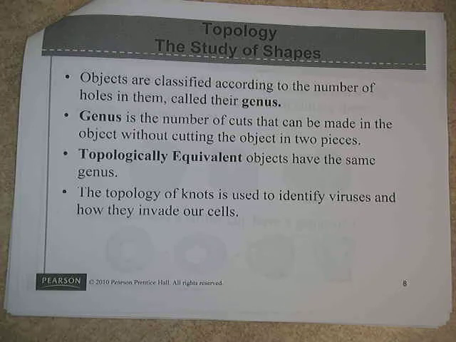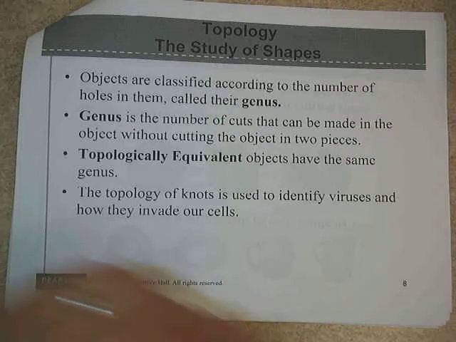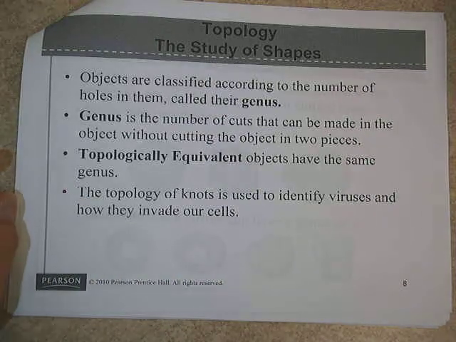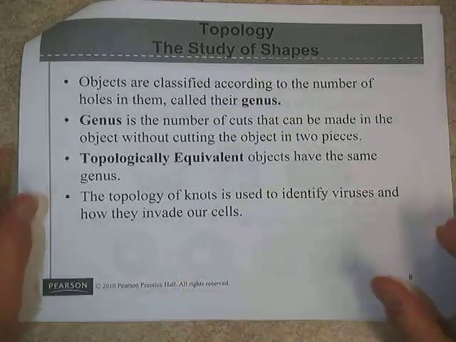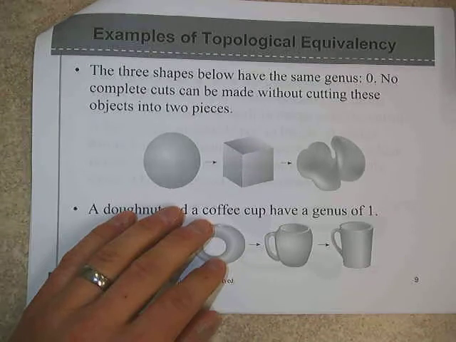All right, so objects are classified according to the number of holes in them. That's called their genus. Genus is the number of cuts that can be made in the object without cutting the object into 2 pieces. And if 2 objects are topologically equivalent, they have the same genus. Topology of knots is used to identify viruses and how they invade our cells. So that's one of the uses of topology in real life.